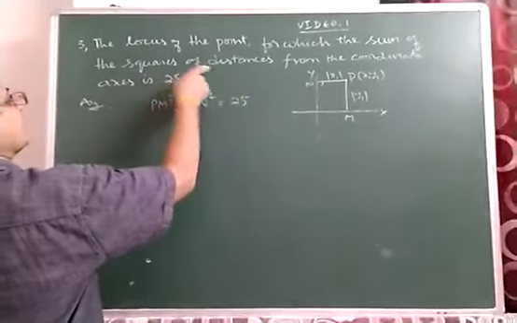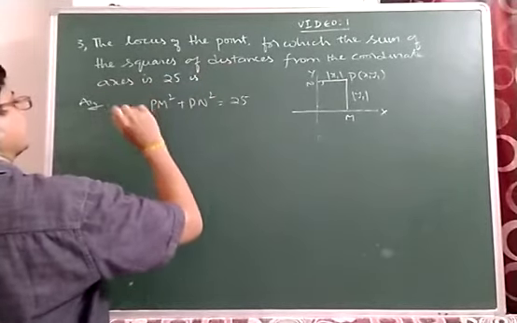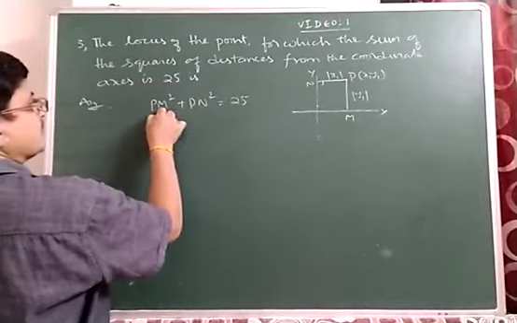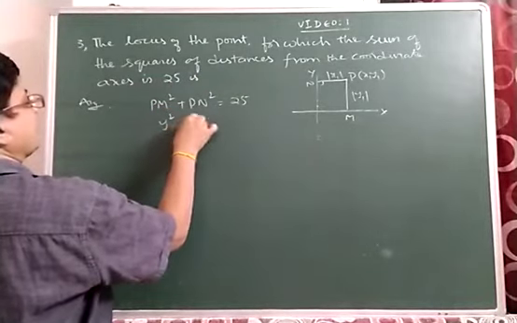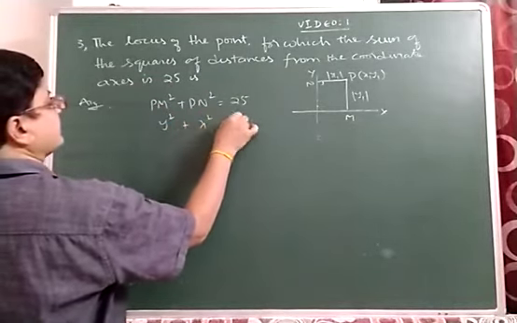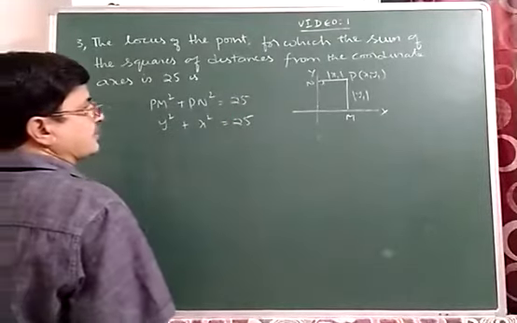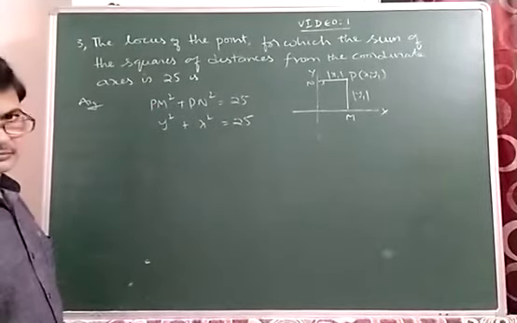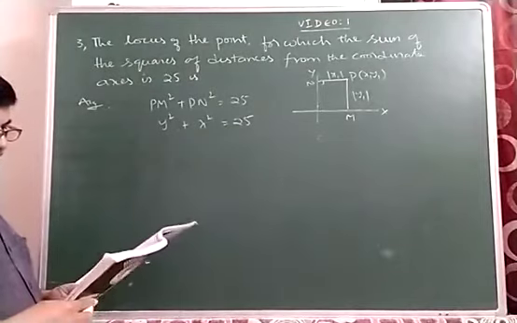Sum of the squares of distances from coordinate axis is 25. So PM square means y square, PN square means x square, so x square plus y square is equal to 25, which is the required locus.